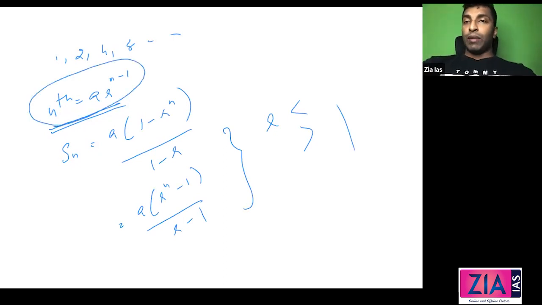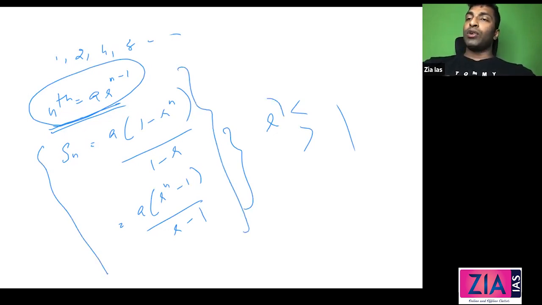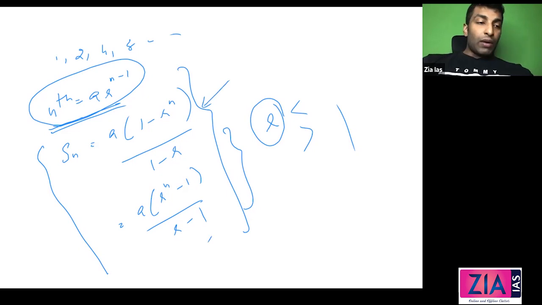Nth term, A R raised to n minus 1. Sum, if you need to find, you can use any of these, depending on whether R is greater than 1 or less than 1. Okay, R is greater than 1, you will go for this. Less than 1, you will go for this. Like that. Okay, now there is one more case.